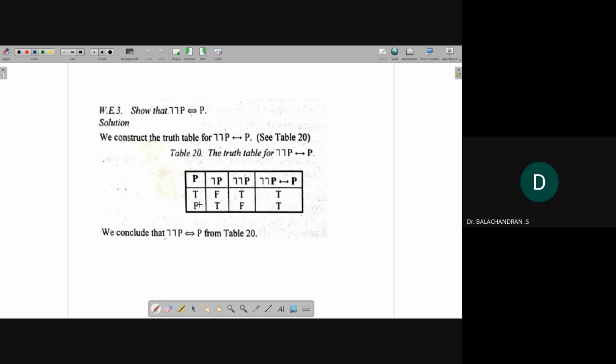Here I have only one variable P. T, and F; F, and T. Again negation: T, F. I put biconditional for these two. You can see here T T F F. Both of them have the same truth value, and that's why here also T T. So this is a tautology, and hence both of them are equivalent.